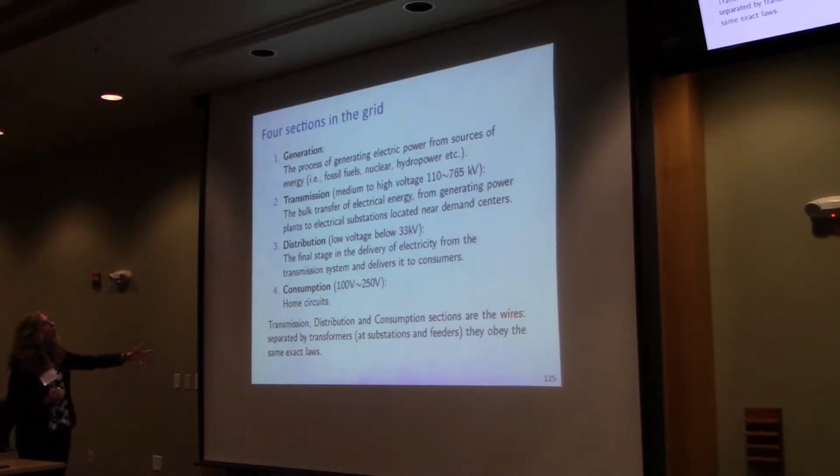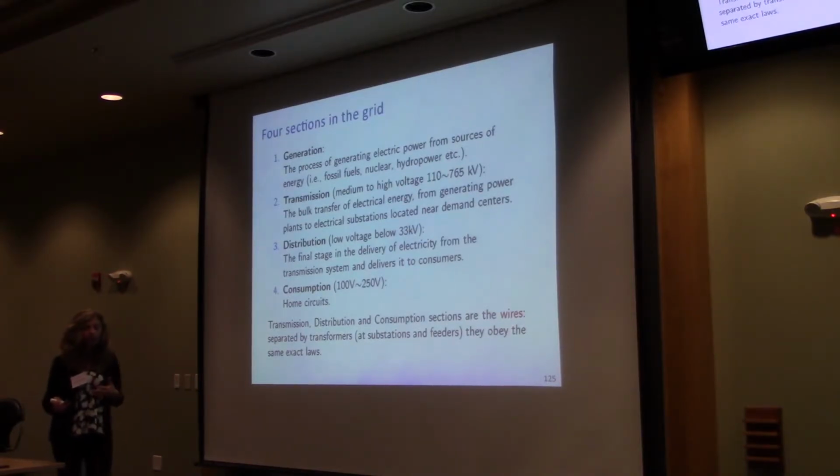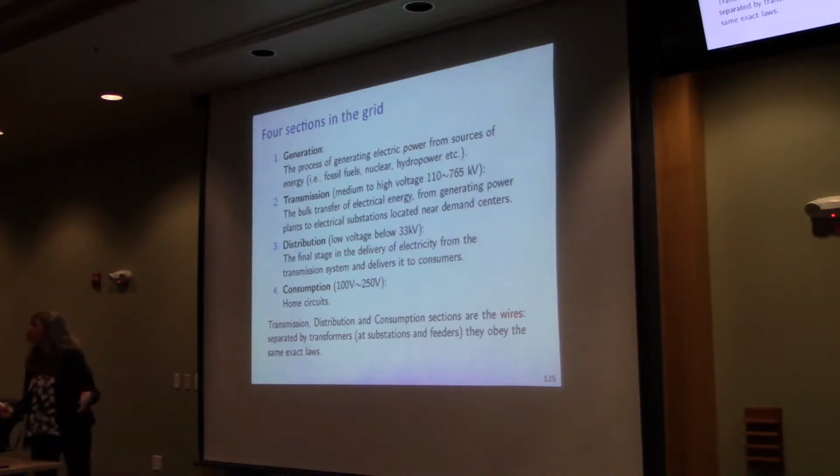Okay, so there are 4 sections on the grid. There is what is called generation. And this side of things is studied by electrical engineers, but also by mechanical engineers, because the production is typically through chemical processes that are then translated into electric power through turbines.